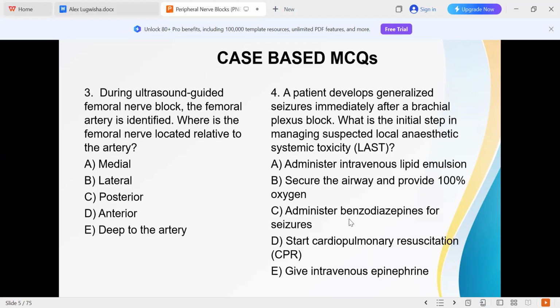A patient develops generalized seizures immediately after a brachial plexus block. What is the initial step in managing suspected local anesthetic systemic toxicity? A, administer IV lipid. B, secure airway and provide 100% oxygen. C, administer benzodiazepine for seizures. D, start CPR. E, give intravenous epinephrine. B. B is correct.